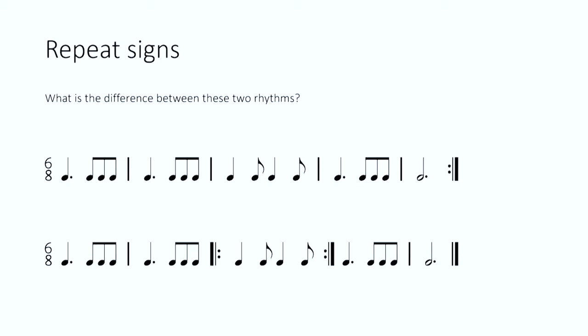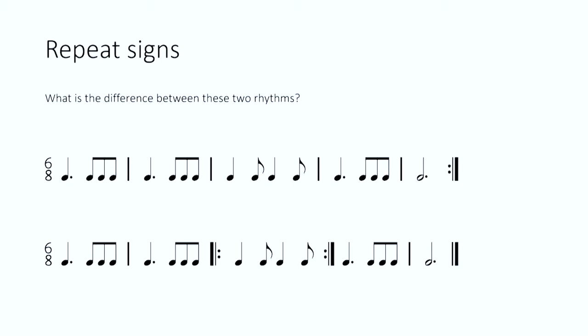Now look at the second example, which has a slightly different series of dots. If you look in the third bar, you'll see that it starts with the 2 little dots and it ends with the 2 little dots. When you have something like this, it means start at the beginning of the piece and play as normal until you get to the end of that third bar. Then return to the beginning of the third bar and repeat it again.